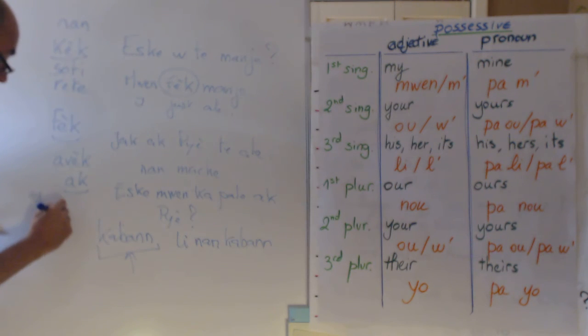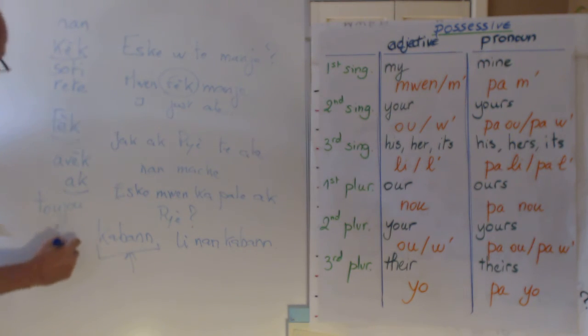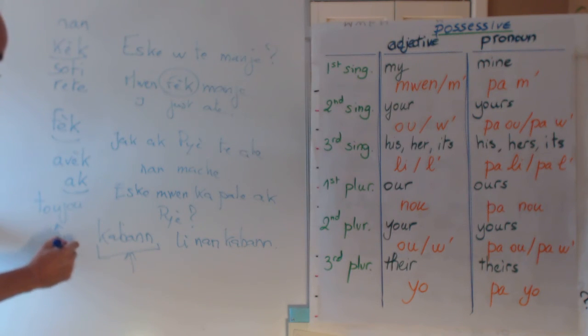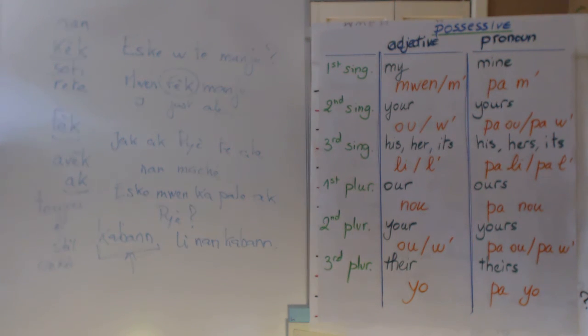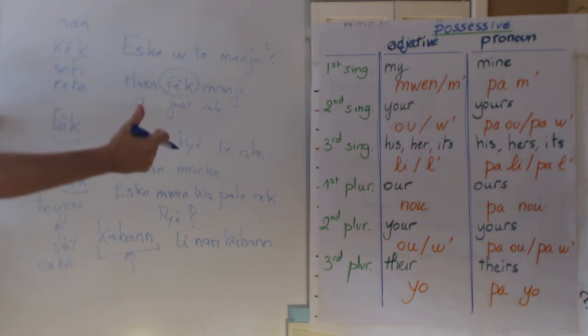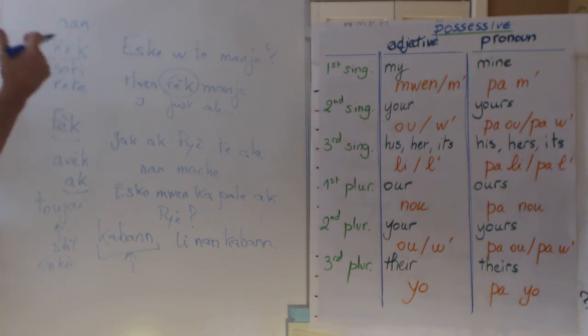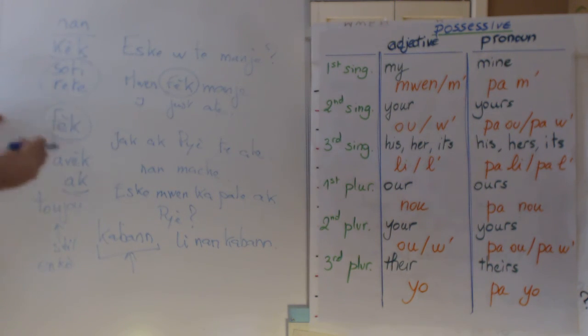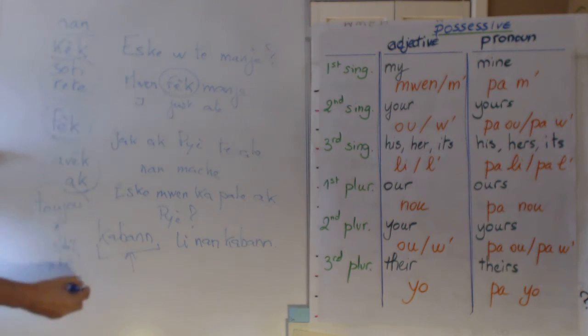Toujours. Still. Encore, still. Okay, so we need to be familiar. Now that we understand the structure, we have the pronouns, we can express possession. We need to use those small prepositions. Non, kek, those verbs, sorti, rester, fek, just, with, avec ou avec, toujours, still, encore.